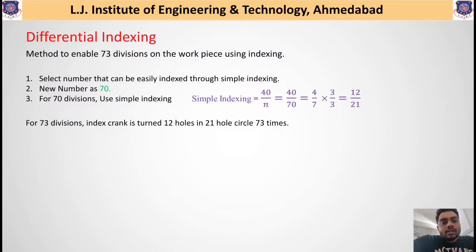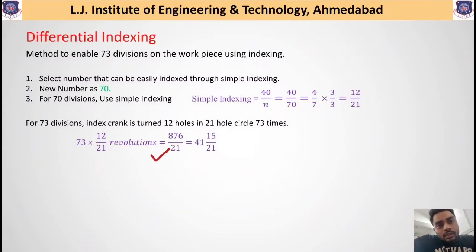If we want the final total number of revolutions after performing these 73 divisions, we simply multiply 73 into 12 divided by 21, because we are repeating this 12 by 21 revolution 73 times. So you will get the answer as 876 divided by 21, that is nothing but 73 into 12 divided by 21.